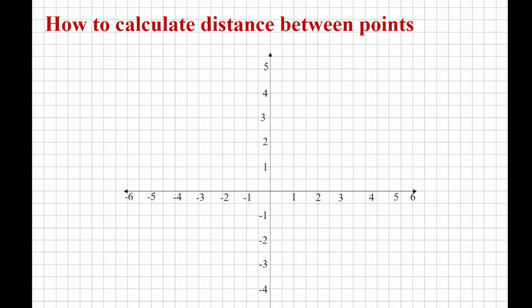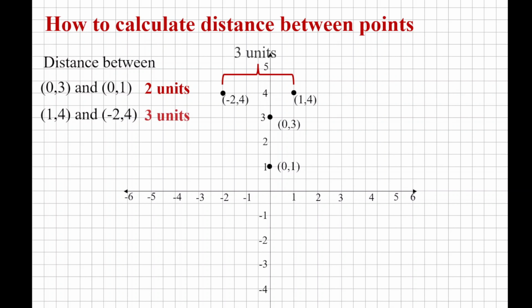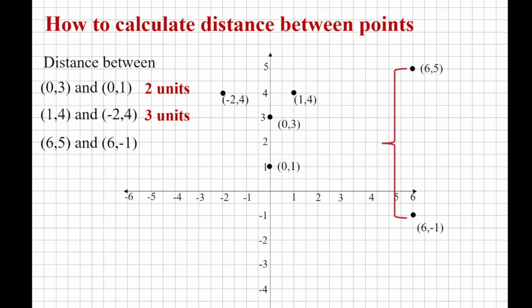Now, let's see how to calculate distances between points that lie on the same axis. The distance between 0, 3 and 0, 1 is simply 3 minus 1, or 2, because both points are on the y-axis. Since 1, 4 and negative 2, 4 have the same value on the y-axis, the distance between these 2 points is 1 minus negative 2, which is equal to 3. In the last exercise, 6, 5 and 6, negative 1 have the same value on the x-axis, so the distance between these 2 points is 5 minus negative 1, which is equal to 6.